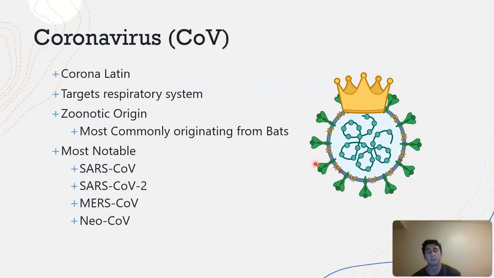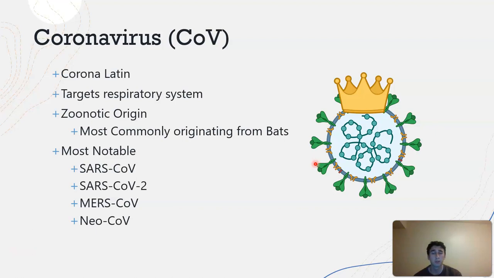Coronaviruses get their name from corona, meaning crown in Latin. It's called crown because of the glycoproteins on the surface of the virus. Those glycoproteins give it a crown-like surface under the microscope. They usually target the respiratory system of your body. They may target other parts, but usually just your respiratory system. They are of zoonotic origin, meaning they transferred from animal to human, usually from bat to human.